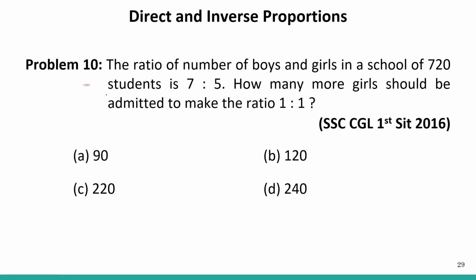Okay, what does it bring to us? The ratio of the number of boys and girls in a school of 720 students is 7:5. So how many more girls should be admitted to make the ratio 1:1? Okay, so is it 90, 120, 220 or 240?